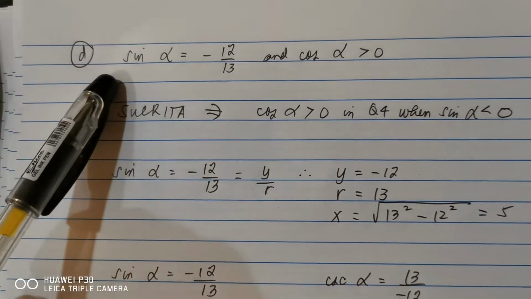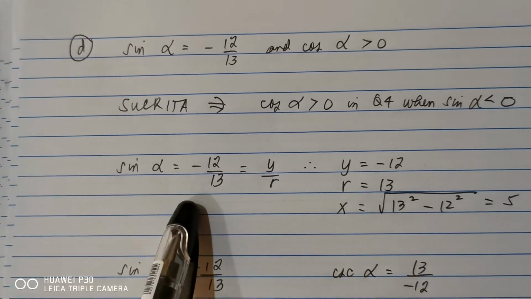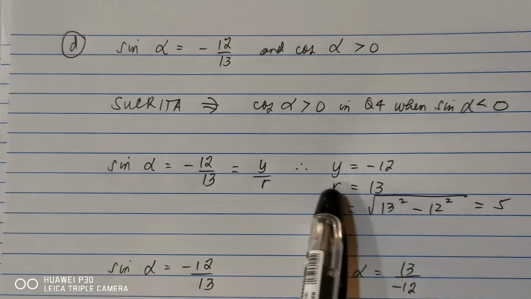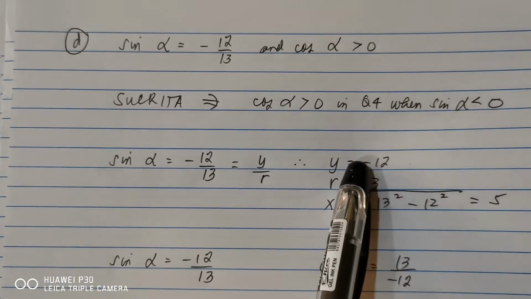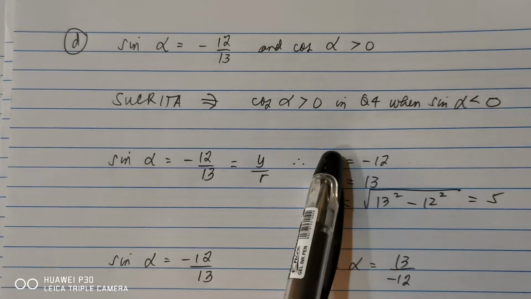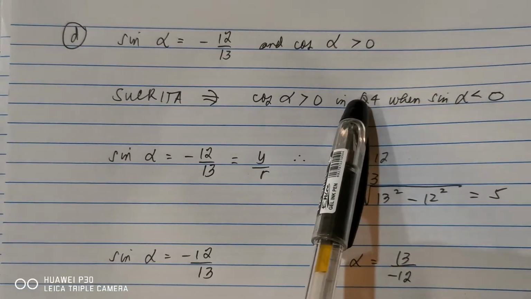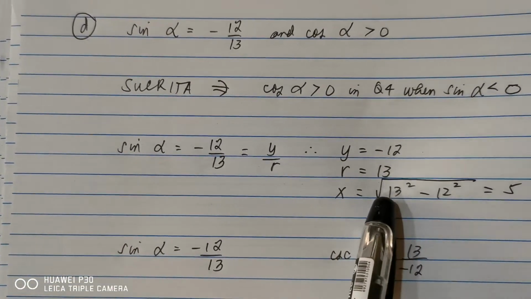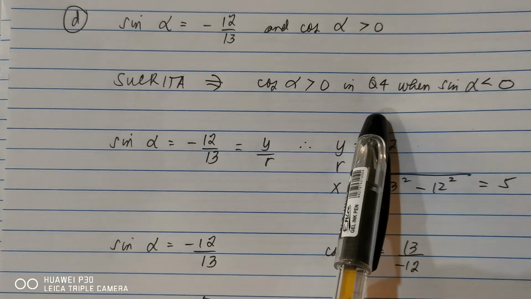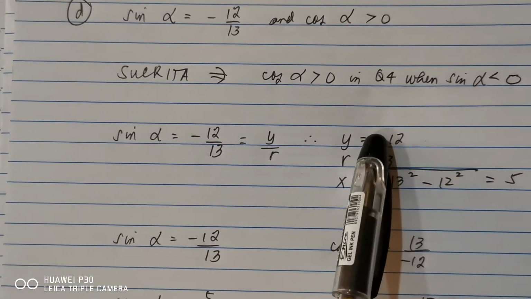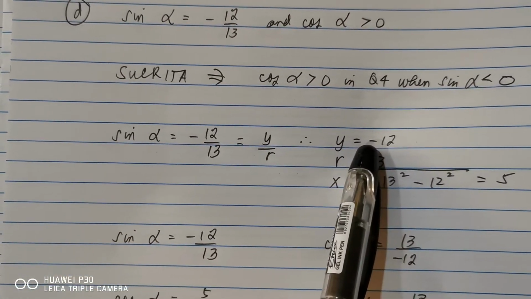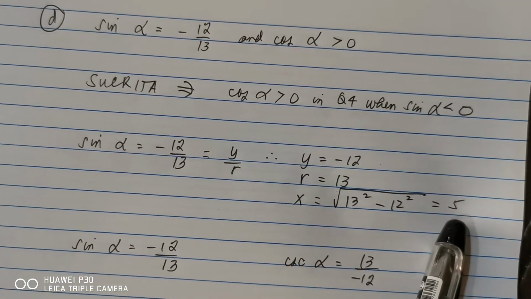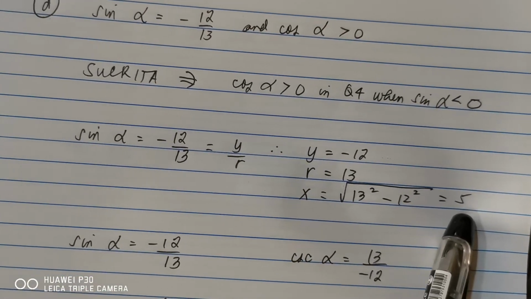So, we use this function again, so that sine alpha is defined as y over r, so y is negative 12 and r is 13. We have placed the negative sign in 12 because y is negative in quadrant 4 and r is always positive. So, we find x by using the Pythagorean theorem. 13 squared minus 12 squared. You don't have to write the negative because whether it's negative or positive, the square is always positive. So, using your scientific calculator, the result is 5.